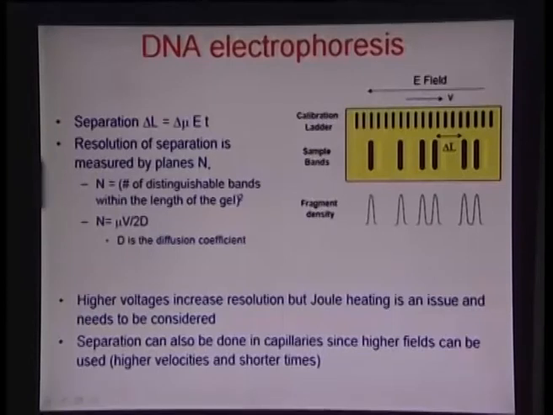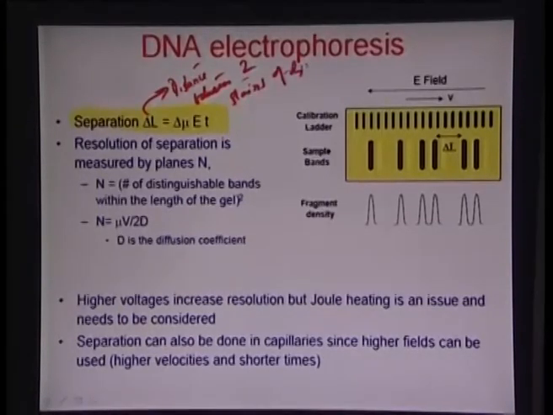You see the separation distance delta L between two different fragments with various mobilities as they move through a gel matrix. This is the distance between two strands of different lengths. It is proportional to the differential mobility of the two segments of different lengths, proportional to the field which is applied, and also to the time for which the field has been applied.